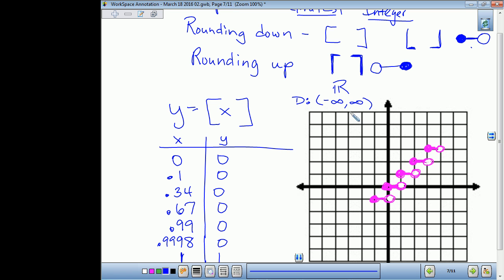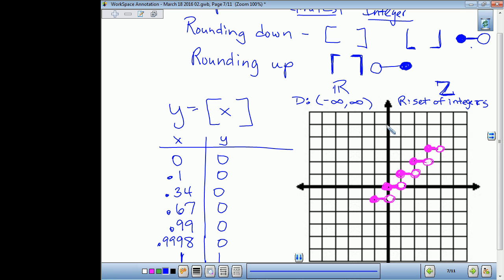Now, let's think about what came out of this function, the range. We just got out integers. It is the set of integers, and the symbol for the set of integers is a Z with a double little whoop, like that. So if you felt like writing that, you could.